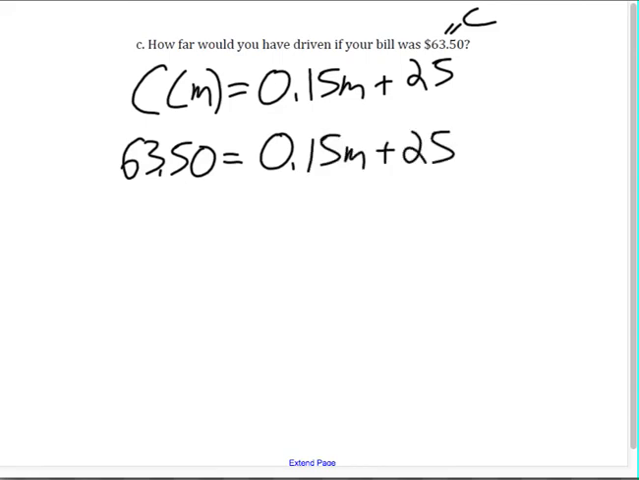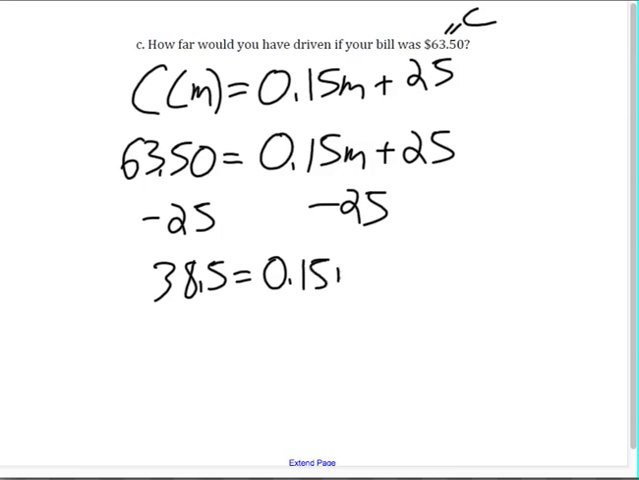Okay, I'll walk you through this one. You're subtracting 25 from both sides. Subtract 25, subtract 25. I get 38.5 is equal to 0.15 m. How do I solve for m? I'm dividing by the coefficient of m on both sides. Divide by 0.15, divide by 0.15. I'm literally just doing 38.5 divided by 0.15 in my calculator.